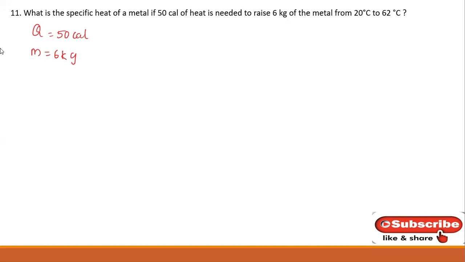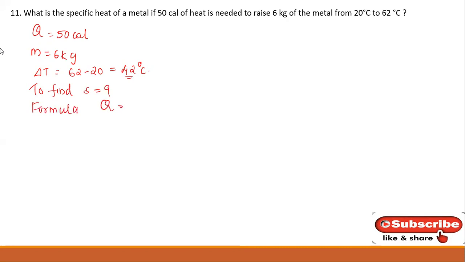Temperature is from 20 to 62. Therefore, delta T is equal to higher temperature minus lower temperature, that is 62 minus 20, which is equal to 42 degree Celsius. We want to find out the specific heat, S. Formula we know.